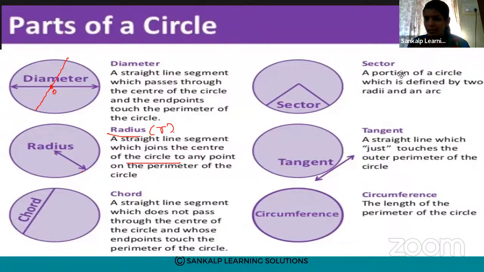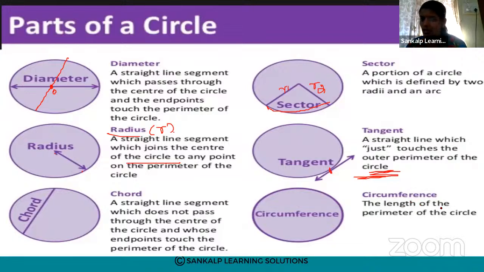Okay, sector. Sector means what? A portion of a circle which is defined by two radii and arc. So this is arc and these two are radii. Okay, radius means 1, radii means 2. Okay, tangent means what? A straight line which just touches the outer perimeter of the circle. So here how many tangents it has? Only one tangent. So circle ಗೆ ಒಂದೇ tangent ಇರುತ್ತೆ ಹೌದಾ? So ನೀವು ಬೇಕಾದಷ್ಟು draw ಮಾಡಬಹುದು, but at one point only it touches the circle. Just touches the outer perimeter of the circle, that is tangent.